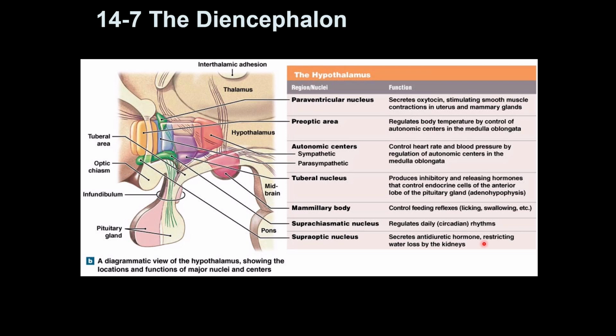By the way, this area, this is the optic nerve, coming from the eyes, and this is the optic chiasm. The optic chiasm is an area where some fibers coming from the eyes cross. And this is the infundibulum. So the infundibulum, as I said before, is connecting the pituitary gland and the hypothalamus.